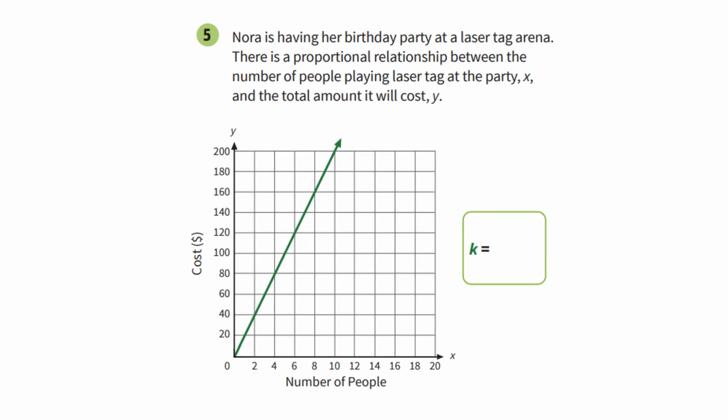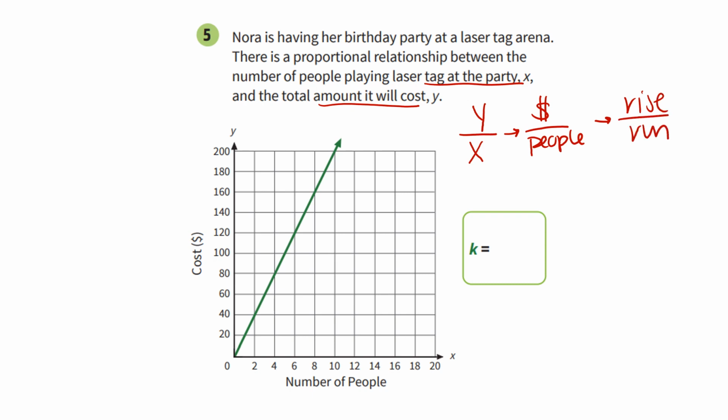Having a birthday party at a laser tag arena, there's a proportional relationship between the number of people playing laser tag at the party, x, and the total amount of the cost, y. So we have our cost is our y value on top, and the number of people is our x value on the bottom, which is going to reflect our rise over run fraction. So again, plotting the points that we can read clearly.